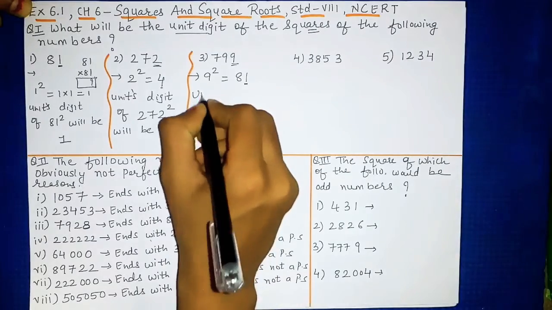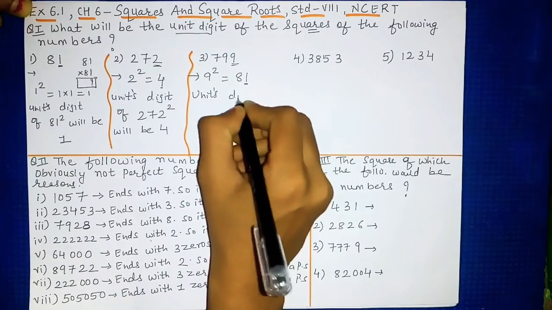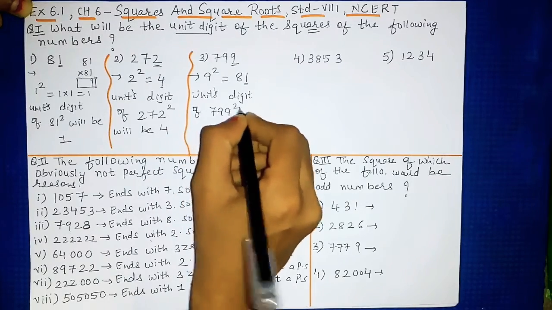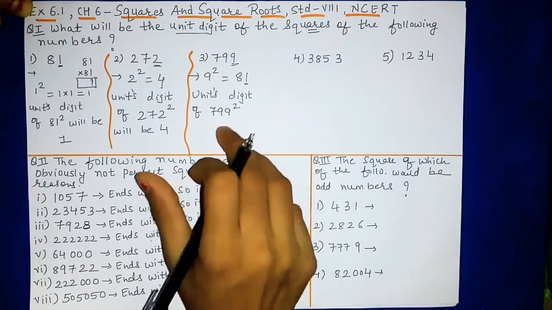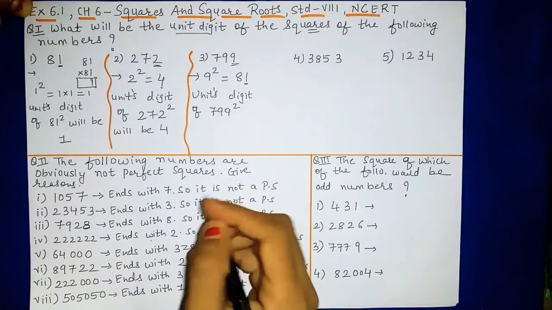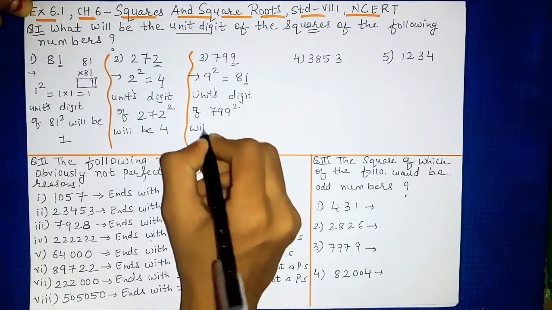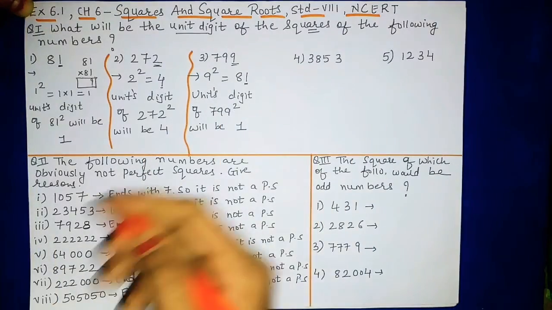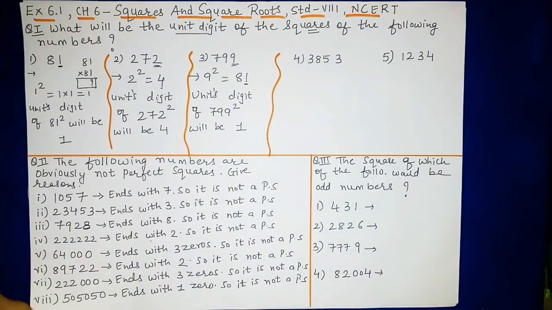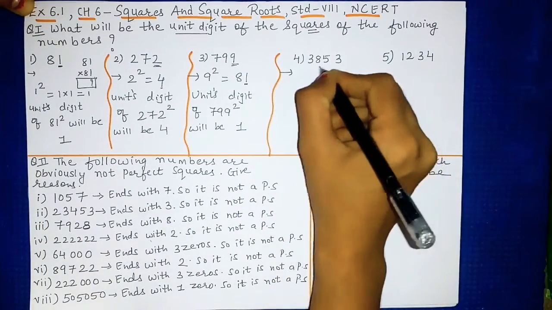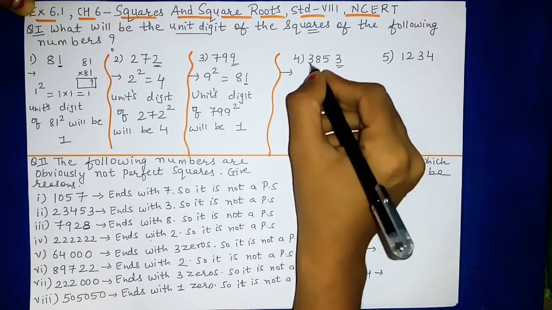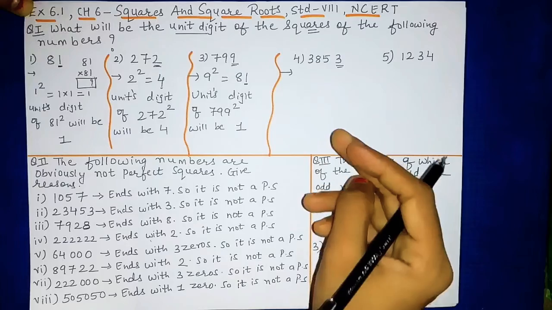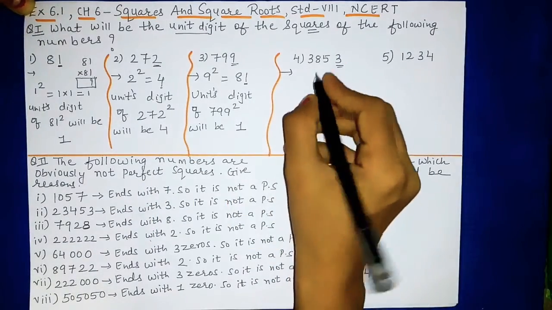So again here, the units digit of 799 square, when you square it, multiplying it 2 times, whatever answer comes, what will be its last digit? It will be 1. So simply by squaring the last digit you can tell the answer. You don't have to multiply it 2 times. So this is easy. Again here the last digit is 3, in 3853. Now when you multiply 3853 2 times, it will take a lot of time. So this way you can directly do it.